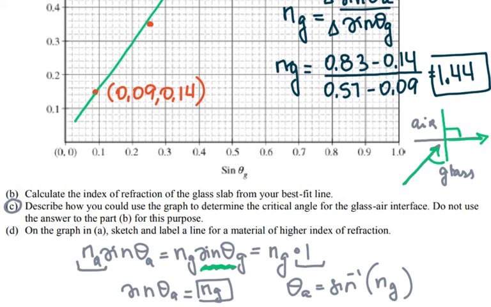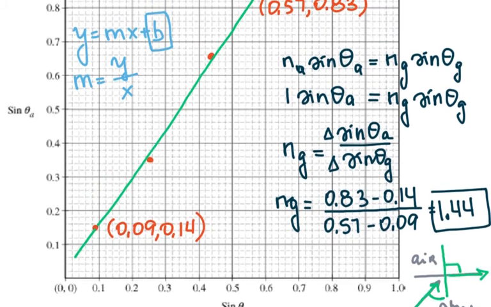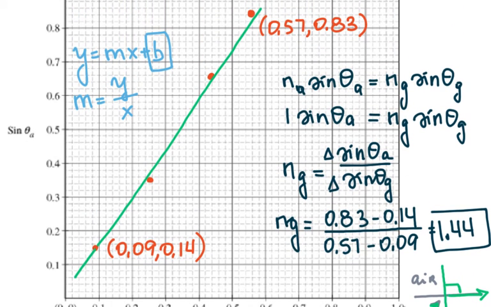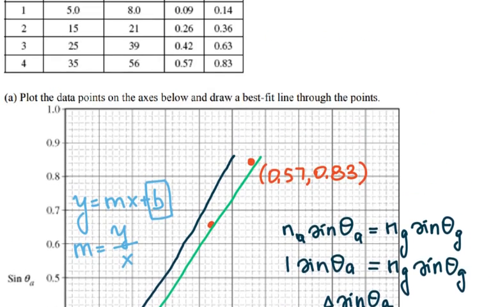And then for the last part of this problem, they say on the graph, the one that we have in part A, sketch and label a line for a material that has a higher index of refraction. So if you had a material with a higher index of refraction, then your graph would have a higher slope. So the new graph could be any line that has a bigger slope, or a steeper slope, compared to the first one. And that was it for this question.